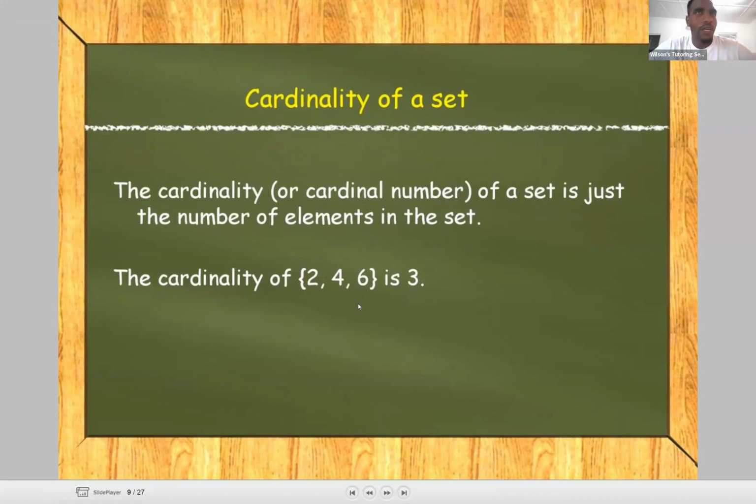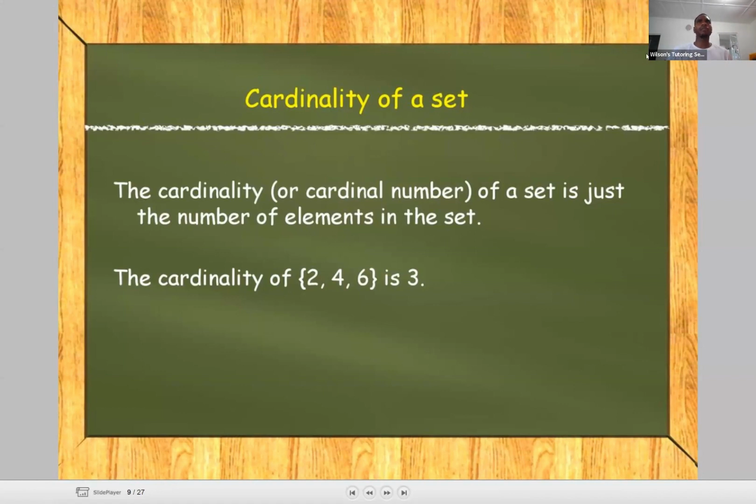So you guys know what cardinal numbers are, right? Cardinal numbers are the opposite of ordinal numbers. What do ordinal numbers tell you? Ordinal comes from the word order. Ordinal numbers tell you the position of the numbers, while cardinal numbers tell you the number of elements within a set.